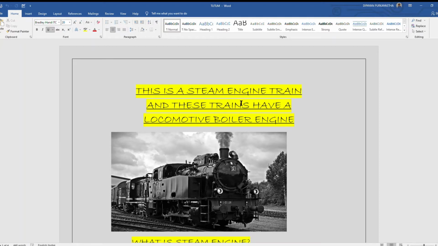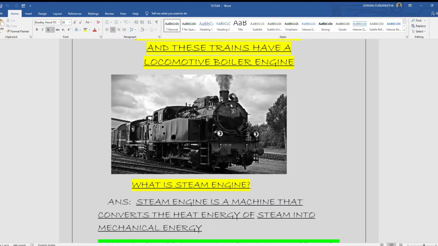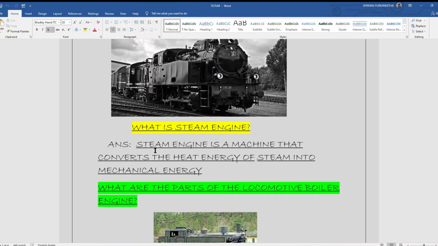This is a steam engine train, and these trains have a locomotive boiler engine. So this is the picture of the train. You can see they have a locomotive boiler engine inside the trains. So moving on to the question answers.